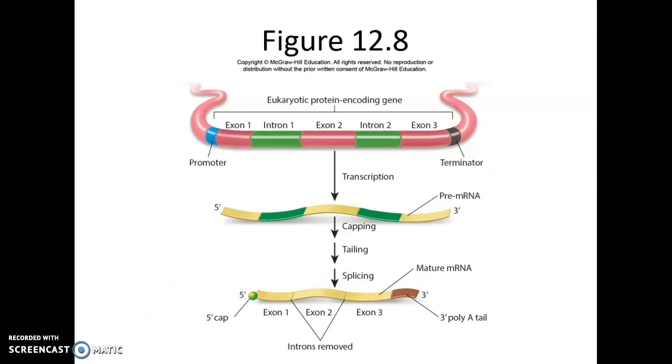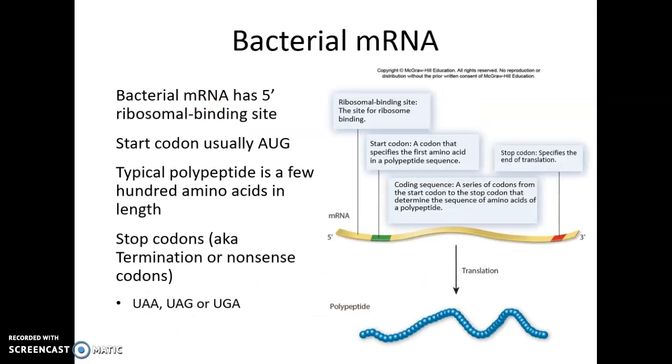Now, let's move on to translation. In translation, for bacterial cells, there is an area on the 5' end which is called the ribosomal binding site. You might hear it called the Shine-Dalgarno sequence. This is where the ribosome is going to hook onto the mRNA so that translation can begin.